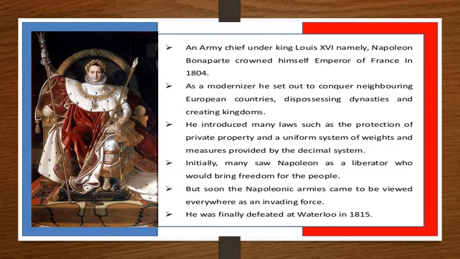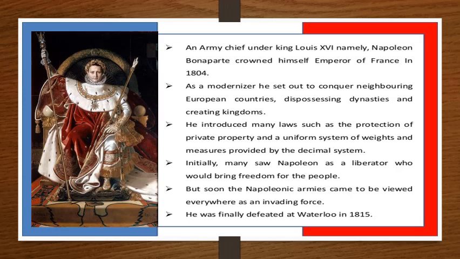An army chief under Louis XVI, namely Napoleon Bonaparte, crowned himself Emperor of France in 1804. As a modernizer, he set out to conquer neighboring European countries, deposing dynasties and creating kingdoms. He introduced many laws such as the protection of private property and a uniform system of weights and measures provided by the decimal system. Initially, many saw Napoleon as a liberator who would bring freedom for the people.